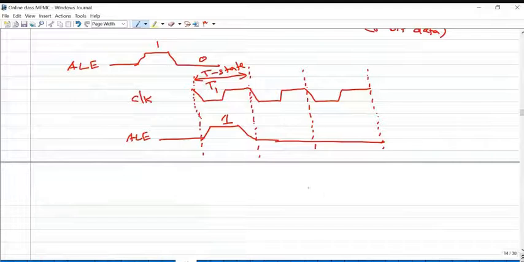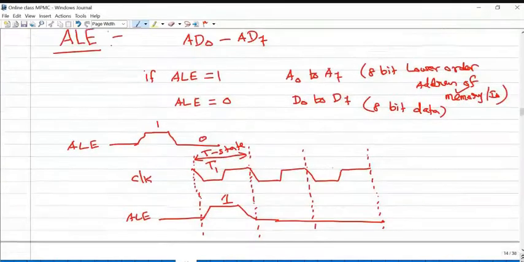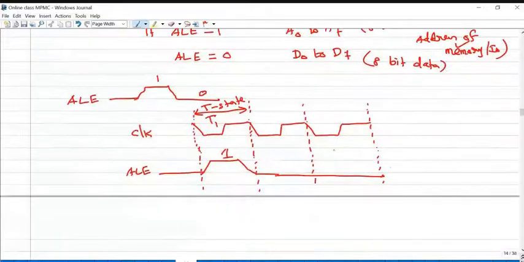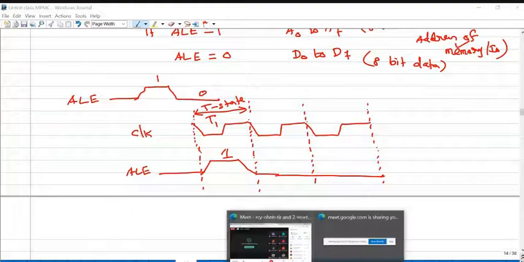Are you clear about this concept? ALE, whether it is an opcode fetch machine cycle, memory read machine cycle, memory write machine cycle, IO read machine cycle, or IO write machine cycle, remember in the T1 state the ALE must be 1. The remaining time ALE will be 0. At that time AD0 to AD7 pins will be used for carrying the data.